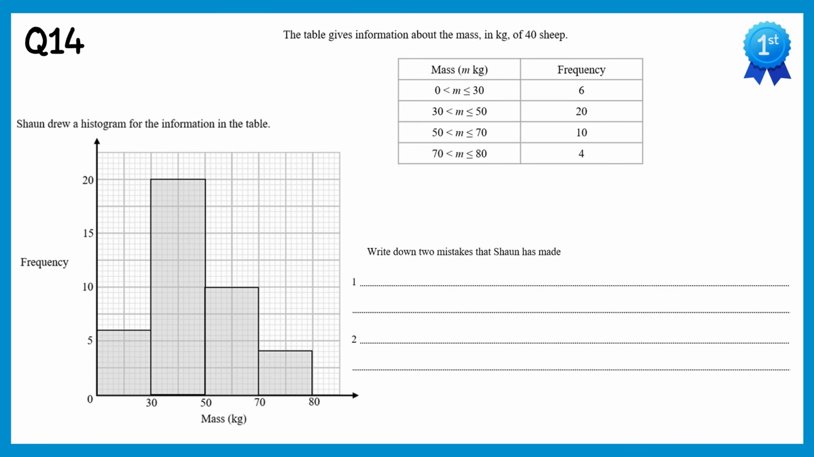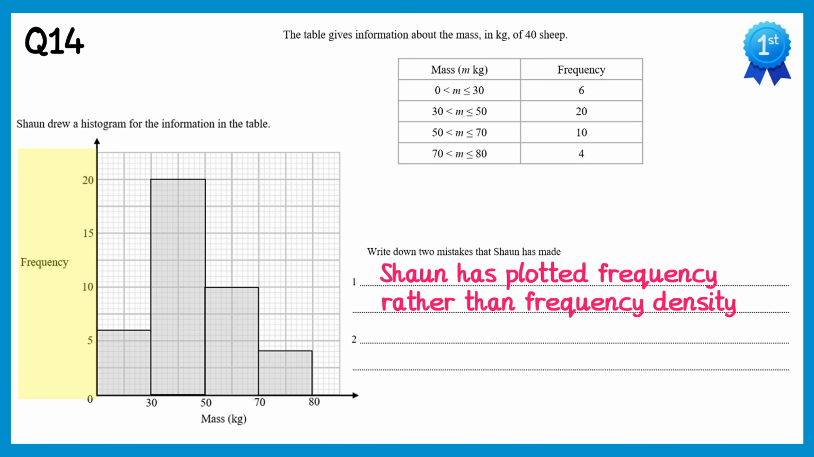In this question, we've been given a histogram and we've been asked to criticise it. We need to write down the mistakes that Sean has made. So first of all, if you have a look at this axis here, you can see Sean's labelled that as frequency. And if you look at the table, you can see he's actually plotted the frequencies here for the heights of the bars. For a histogram, you should know that you shouldn't plot frequency, but frequency density. So we could write that Sean has plotted the frequency rather than frequency density.